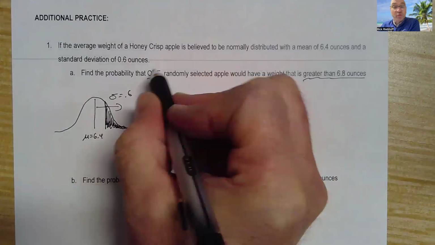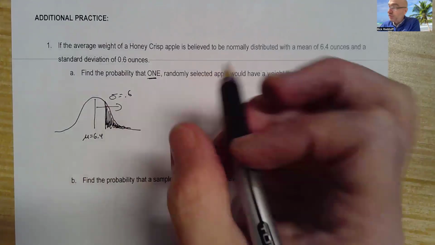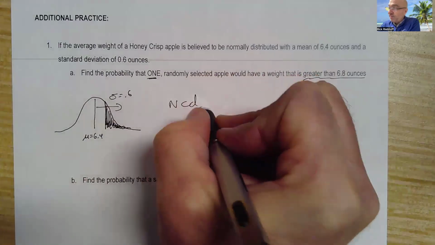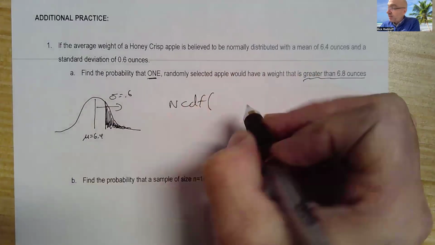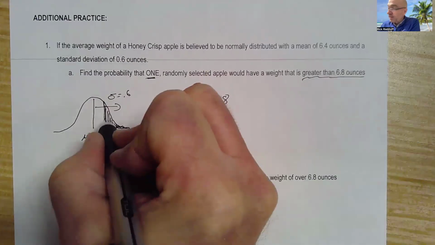And notice this is just one apple. So this is not a sampling distribution. This is from the population. So I'm going to go normal CDF. I'm going to put in, what is it? 6.8 ounces is my lowest. That's this edge.